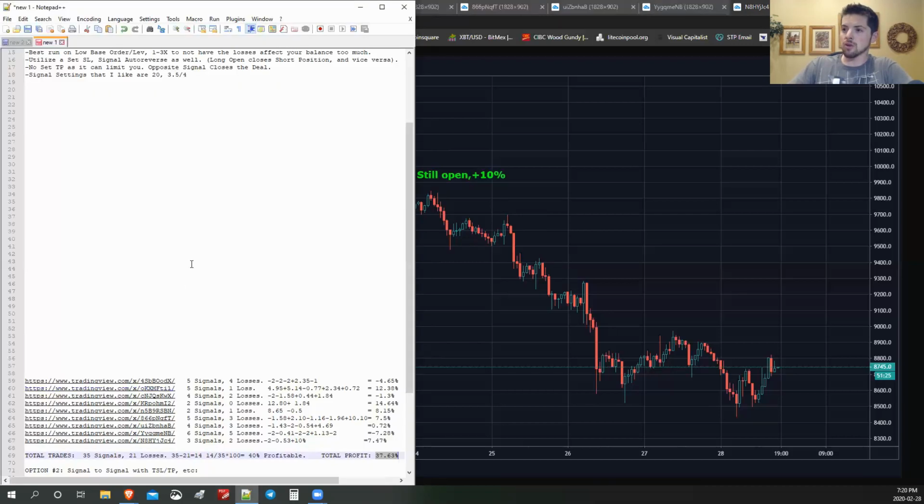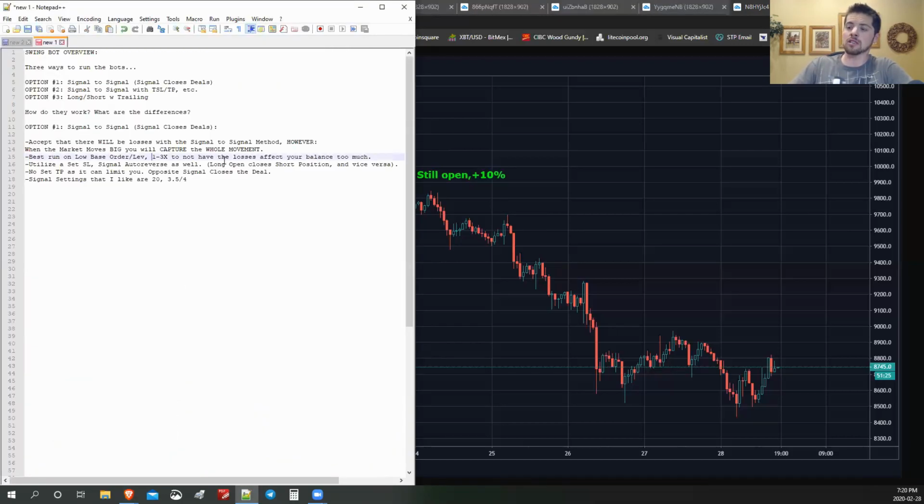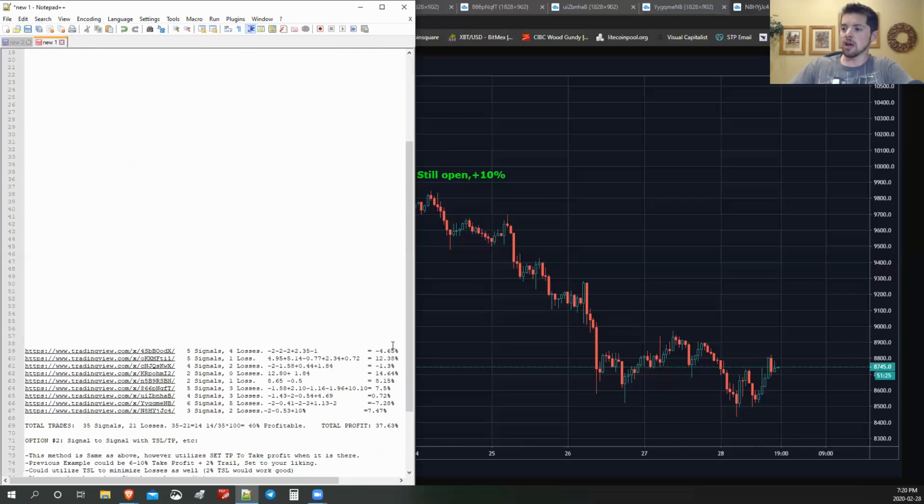The other thing, like I say earlier, is with the 1 to 3x, it's best to run on low base order and leverage because you don't want to have the losses affect your balance too much. If you had it at 10x and you basically hit your first round of signals at negative 4.65%, well, you'd be losing negative 40% of your balance. You know what I mean? And then when you come up to here, you might hit 12% on the next go. You're gaining 120%, but overall it's too volatile.